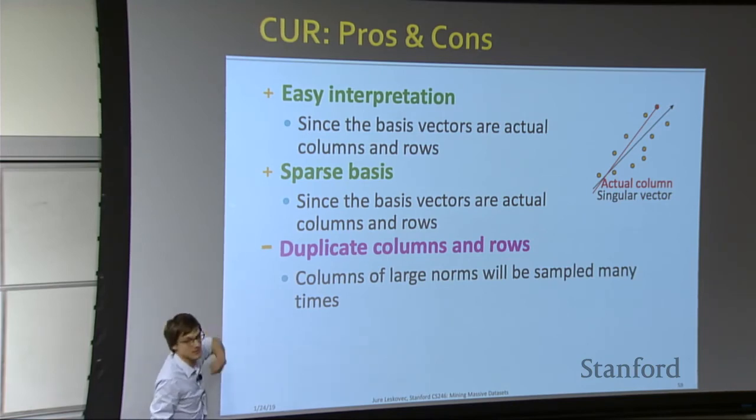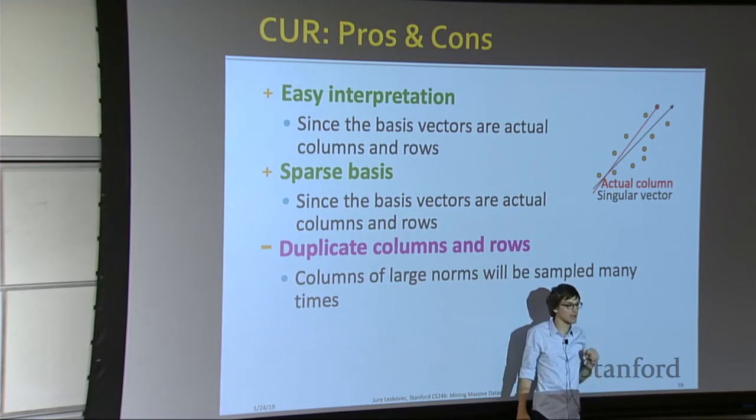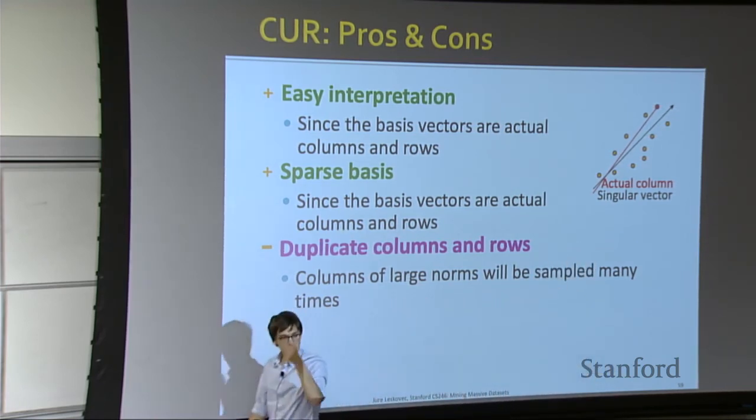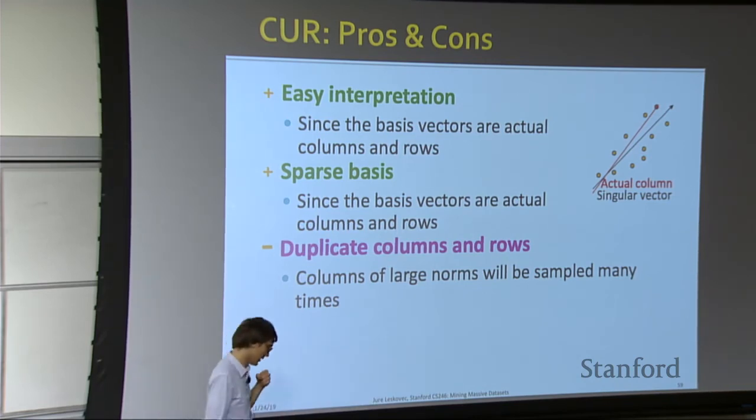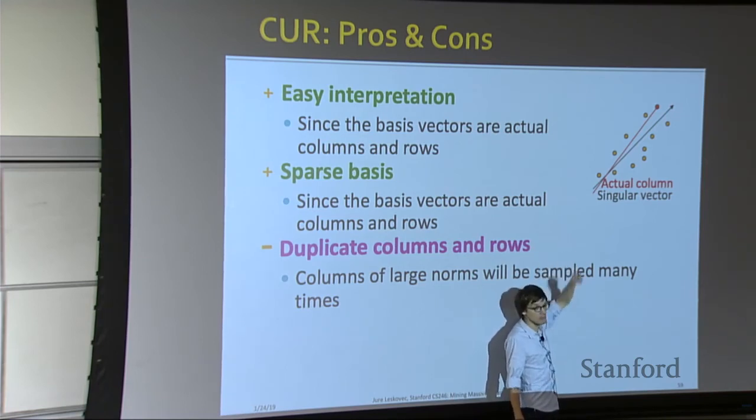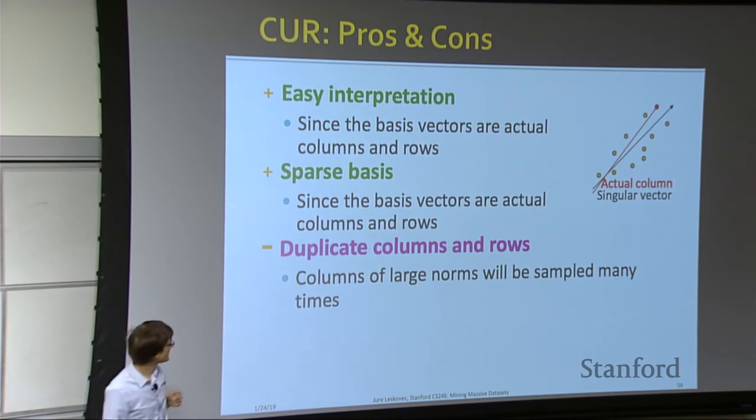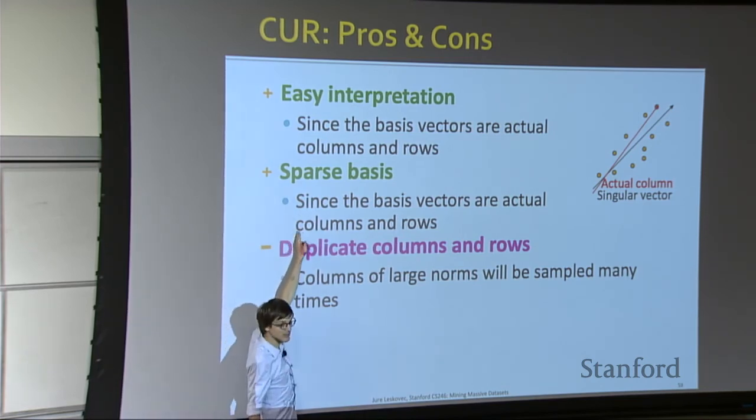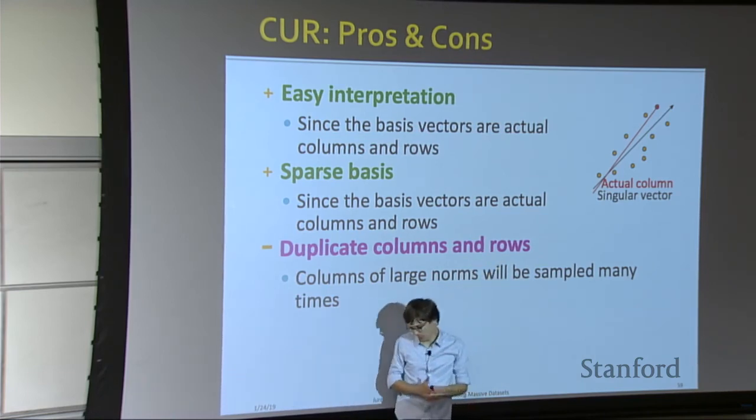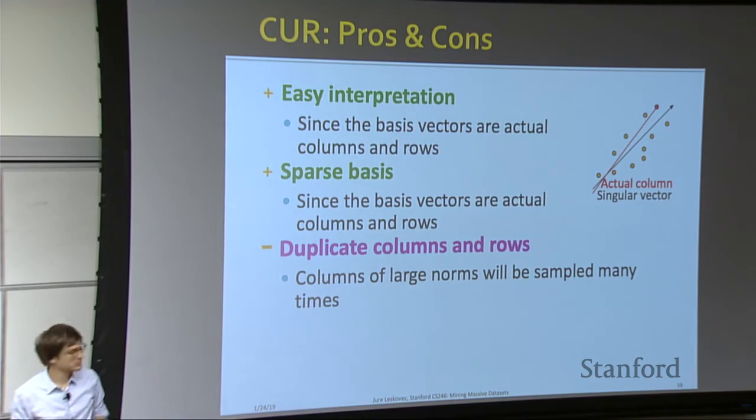So let me now tell you what the pros and cons of this method are, right? This is easily interpretable because every axis is a real data point. So every axis can be explained by a very clear given data point, right? If you think about genes or movies or whatever, it's a particular movie that defines a given axis. So that's great. The second thing that's great is that these vectors are sparse. If your original data is sparse, then the data points you choose will also be sparse. It means you maintain the sparsity in the decomposition.